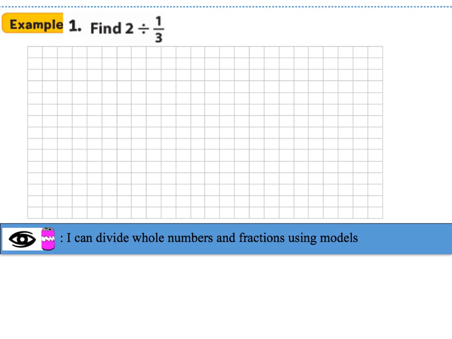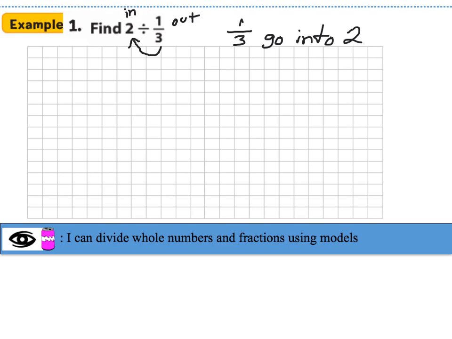So let's take a look at example number 1. It says find 2 divided by 1/3. The 2 would be my in, or my dividend, and the 1/3 will be my out, which is my divisor. And anytime you do any division problem, ask yourself, how many times does 1/3, which is my divisor, go into 2, which is my dividend?